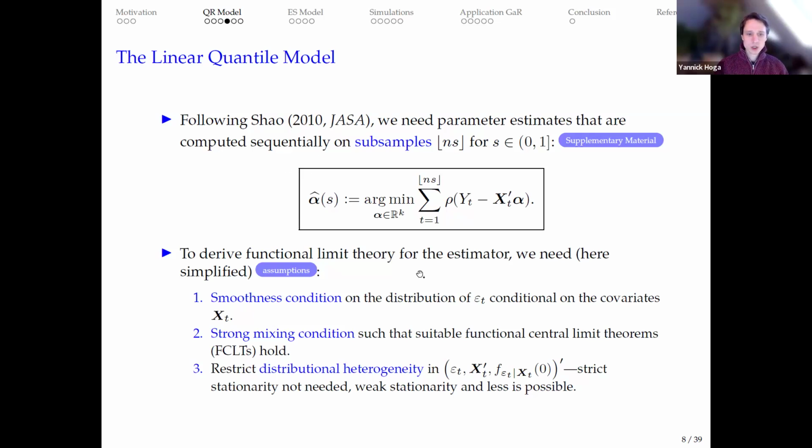And we do so under very light conditions, such as a smoothness condition on the distribution of epsilon t given covariates, a strong mixing condition on the data, which is also quite standard in time series, and there's also some restriction on the distributional heterogeneity in the error terms and the covariates. Okay, but we'll skip that.